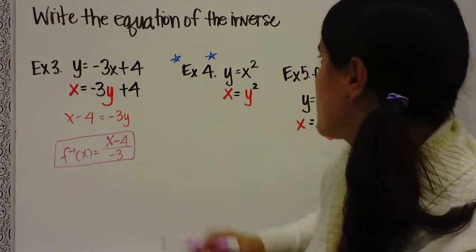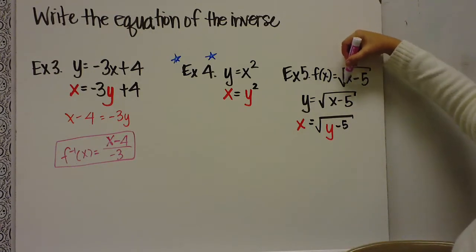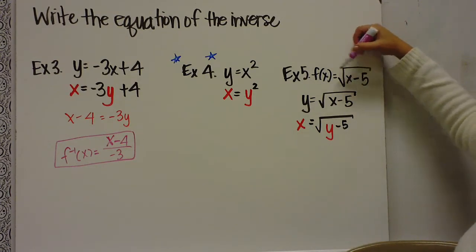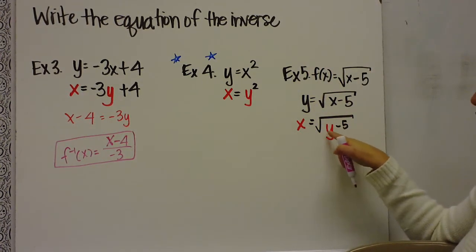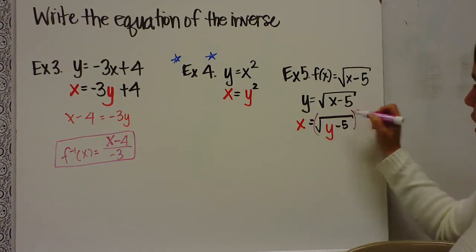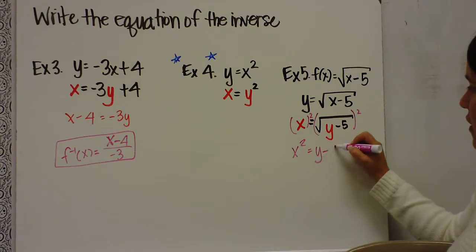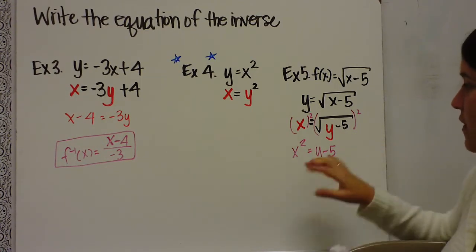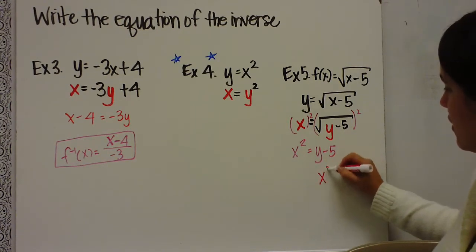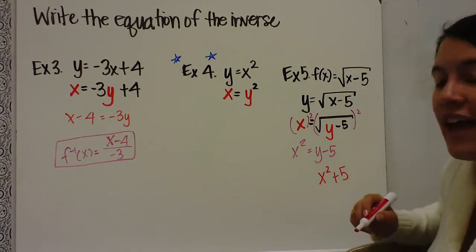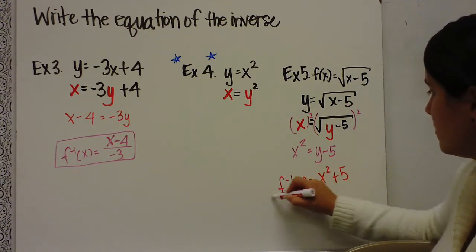All right. I'm going to skip number 4 just for a moment, go to number 5. f of x is the square root of x minus 5. I rewrote it using y, and then I switched my x and y values. I need to solve for y, so I need to square both sides. And I get x squared equals y minus 5. Then you would add 5 to both sides. So I would get x squared plus 5, and that is my inverse equation.